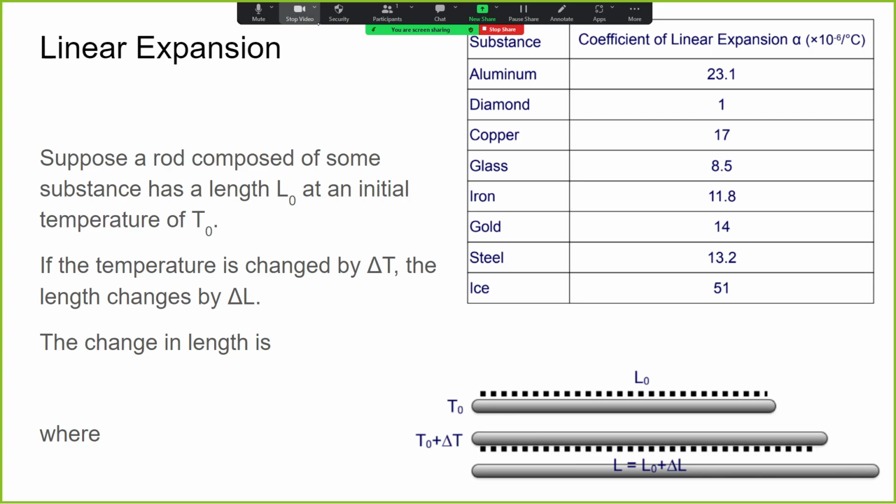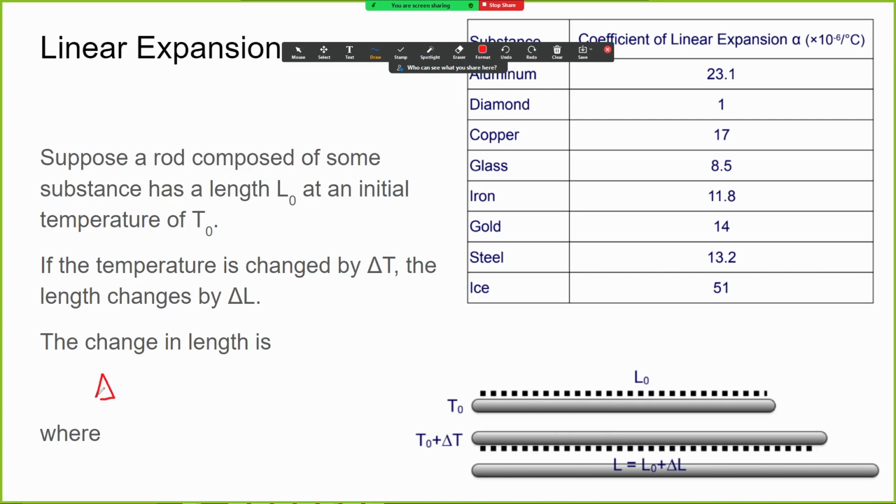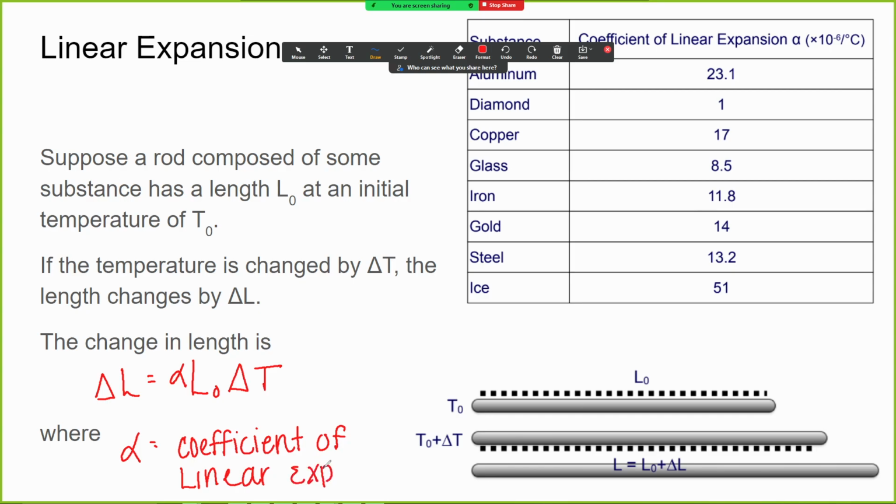So that delta L, we have an equation for. Delta L is going to be equal to alpha L naught delta T, where alpha is the coefficient of linear expansion. So if I have some metal bar here, for example, whether or not it's a metal bar, it doesn't really matter, as long as when I heat it, it expands.